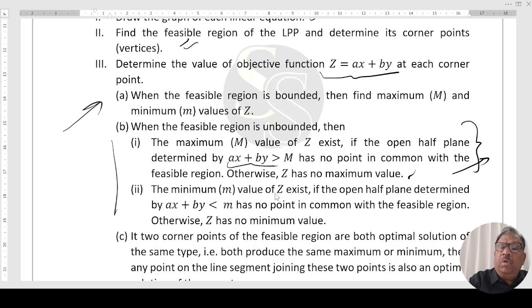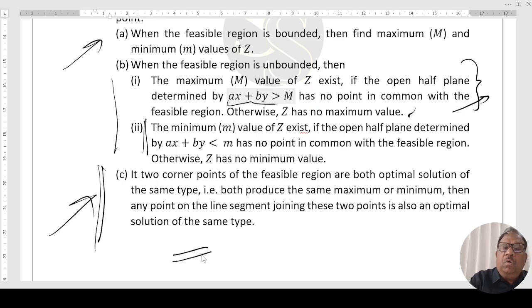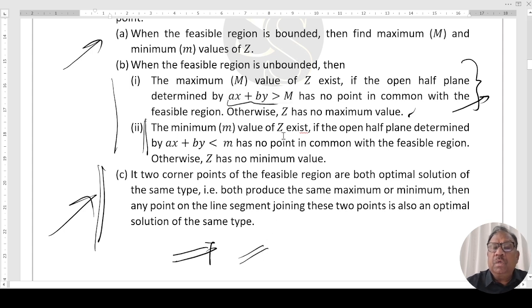Similarly, for the minimum value, if the open half plane has no common point with the feasible region, then there is a minimum value; if a common point is there, then no minimum value. If there are two maximum or minimum values, if two corner points of the feasible region are both optimal solutions of the same type, both producing the same maximum or minimum value, then any point on the line segment joining the two points is also an optimal solution of the same type. Now, on each and every application, concepts will be clear through illustrations. Now, let's start the question.